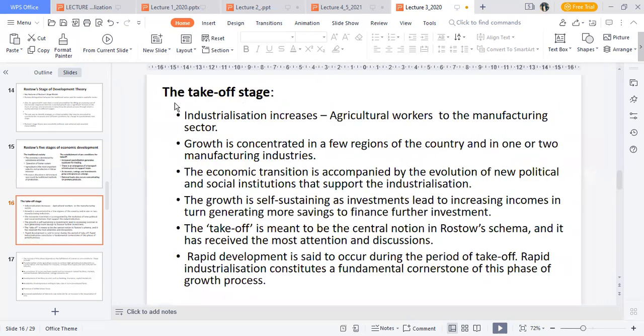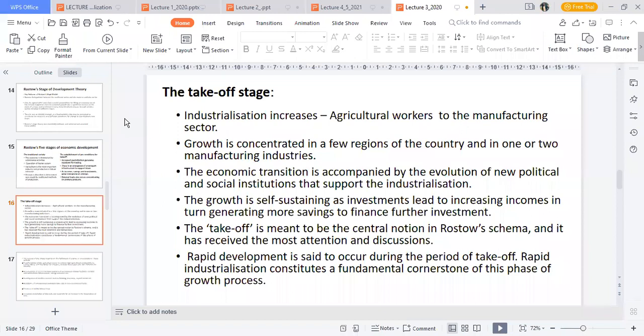Okay. Where I'm hoping now is takeoff. Industrialization moves agricultural workers to the manufacturing sector, meaning that at the takeoff stage, these are some of the things that happen. So people start moving from the agricultural sector to where? The industrial sector. Growth is concentrated in few regions of the country. Industry will start growing in a few sectors of the economy, not everywhere, like the growth theory. You will see it somewhere.